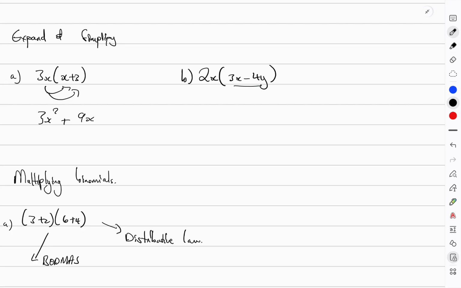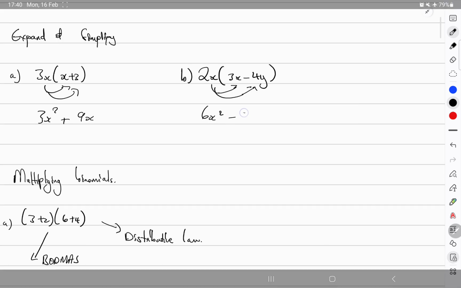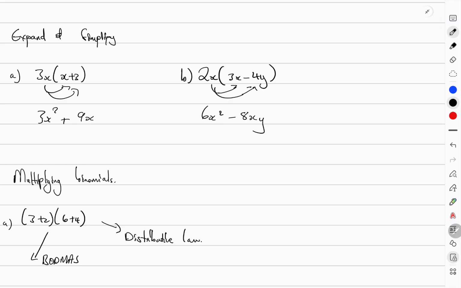BODMAS cannot work because I'm having unlike terms inside the bracket. But then what am I supposed to use? Distributive law. The 2x will multiply the 3x, and the very same 2x will multiply the negative 4y. 2x times 3x, I'm going to have 6x squared. What is 2x times negative 4y? I'll have negative 8xy. That becomes my answer. I have expanded and simplified.